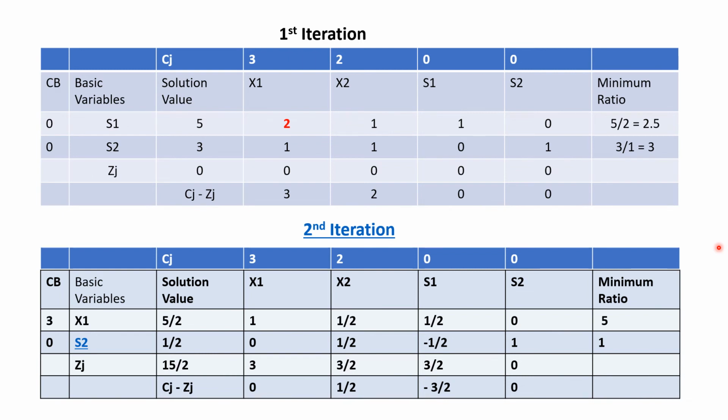So are we happy with this? Now I am getting the value of Z to be 15 by 2, right? That means my Z value has improved. It has improved from 0 to 15 by 2. But my maximum value of Z is 8, as we have seen in the graphical method, right?